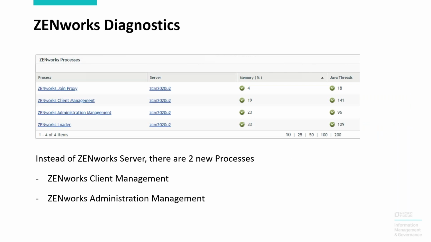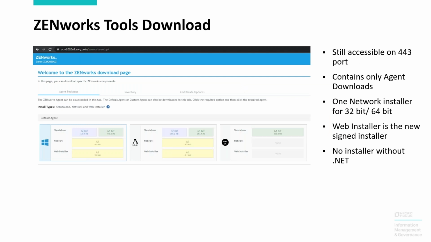In your ZENworks Control Center, if you go to your diagnostics, you will see the same change as well. On the diagnostics page, you will find that there's a separate client management module and a separate administrative management module. These are two services that run separately, and they now have their own log files as well. So both services have their own log file to work with. What used to be the server messages log is now split into two as well.